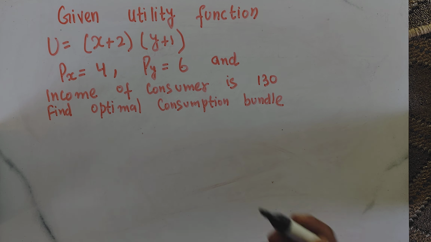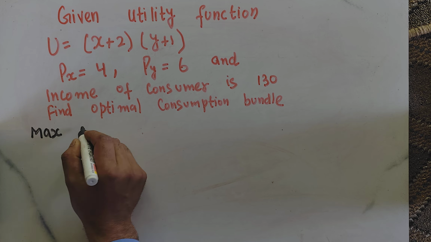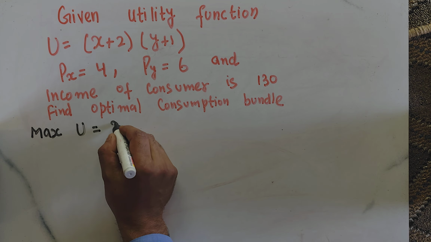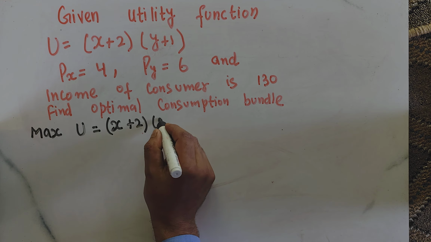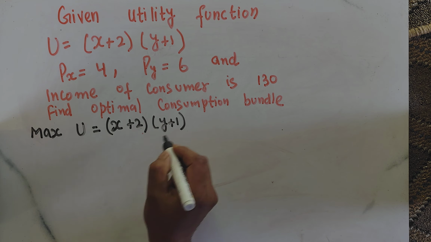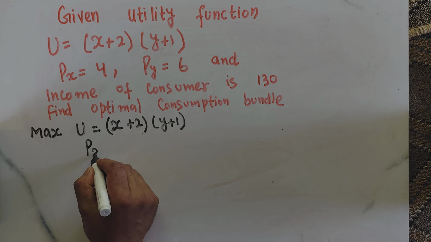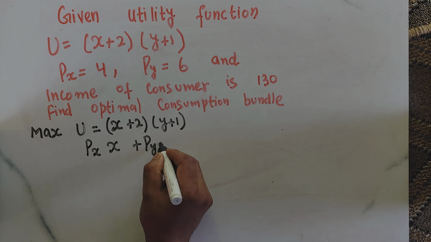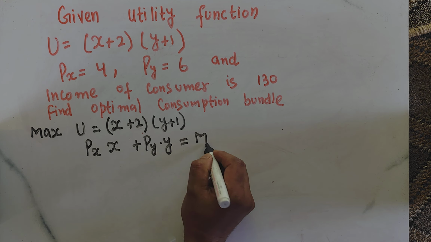Okay, so this is actually the maximizing concept. We want to maximize the utility of the consumer, which is given by (x + 2)(y + 1), subject to the budget constraint. What will be the budget constraint? That will be the price of x times the units of good x plus the price of y times the units of good y should be equal to the income of the consumer.